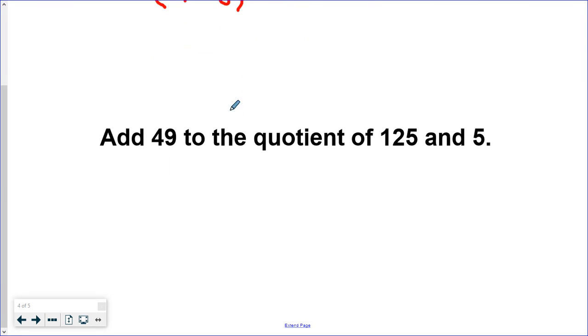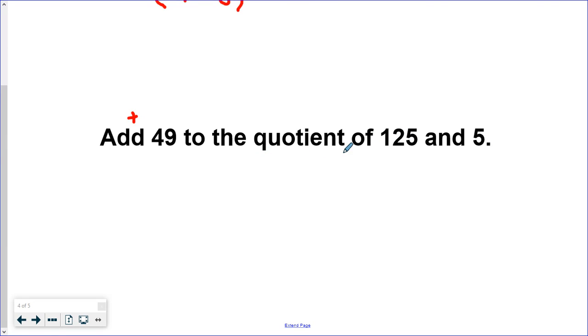Here's my last example for today. I'm going to add 49 to the quotient of 125 and 5. Well, already I hear the word add, so that means I'm going to have to add somewhere, and I'm going to have to add 49. But I don't know what I need to add 49 to. Well, I've got to do that to the quotient of 125 and 5.